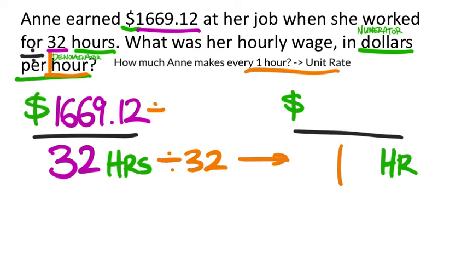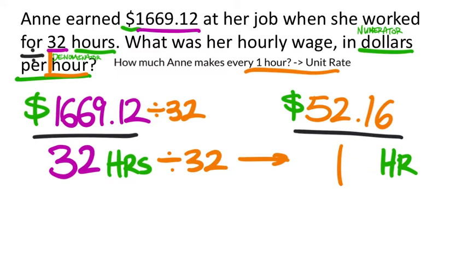It's just if I do that to the denominator, I'll need to make sure to do that to the numerator as well. So in my calculator, $1,669.12 divided by 32, enter. And this shows me that it looks like Anne will make $52.16 every 1 hour. Okay, but again, this is the unit rate.